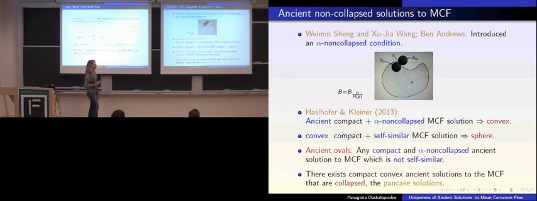It says somehow that your body, whose boundary is your surface, satisfies at each point of the surface an interior and exterior ball condition, but the radius of the ball is inversely proportional to the mean curvature at that point. And that constant alpha, for an ancient solution, you want to be uniformly bounded from above and below, especially from below. That's the condition. And there is a beautiful work by Haslhofer and Kleiner where they study many things, but in particular they show that if you're ancient, compact and alpha non-collapsed, then you are convex.